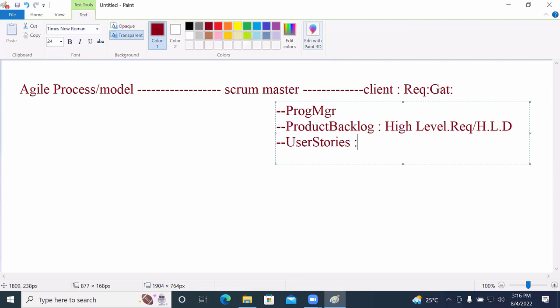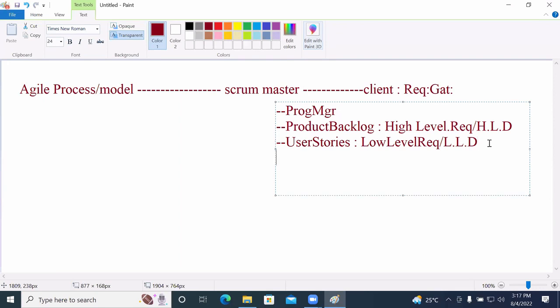What is the meaning of user stories? You will consider them the low level requirements here. At the same time, what will you consider? Low level design. So we can consider the low level design, or the low level document here. As simple as that, we got the project manager, from them the product backlog, and from the product backlog, user stories.